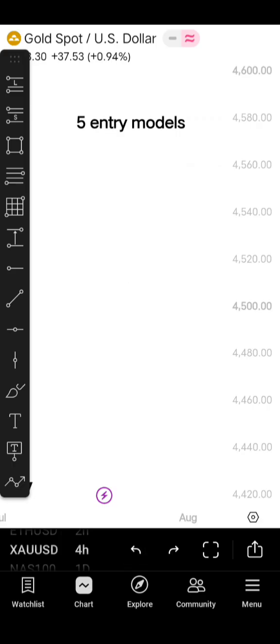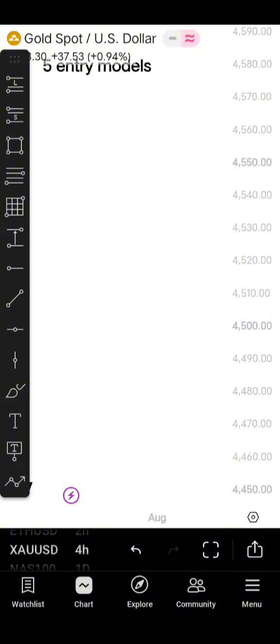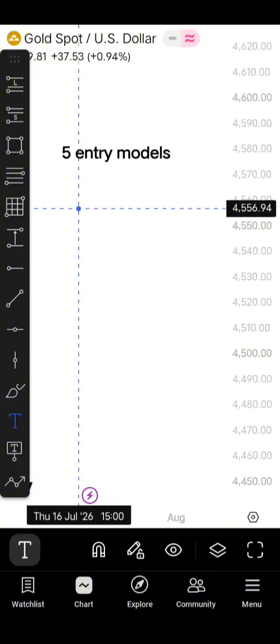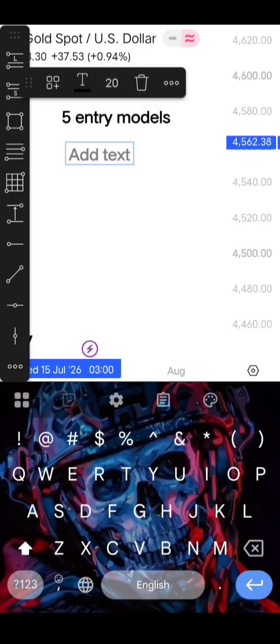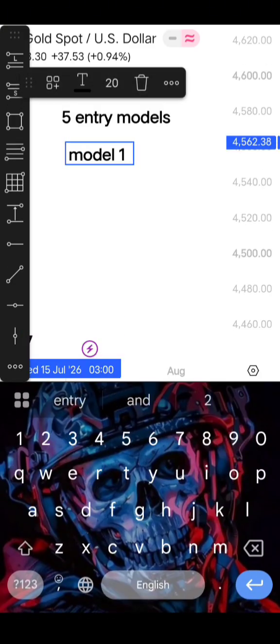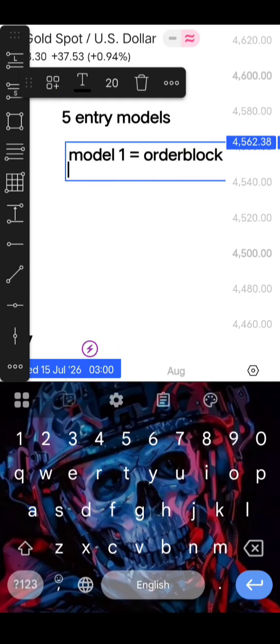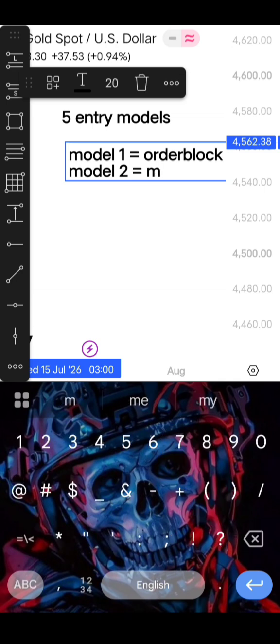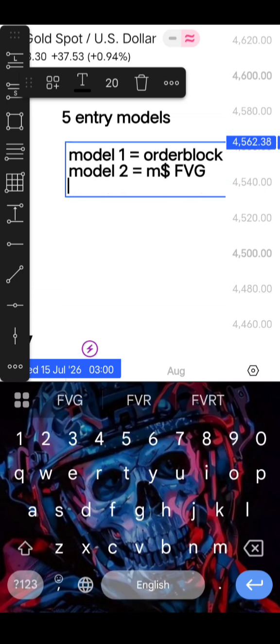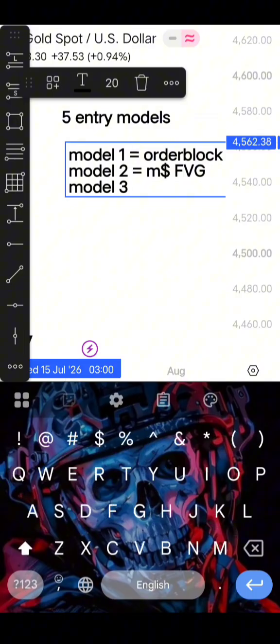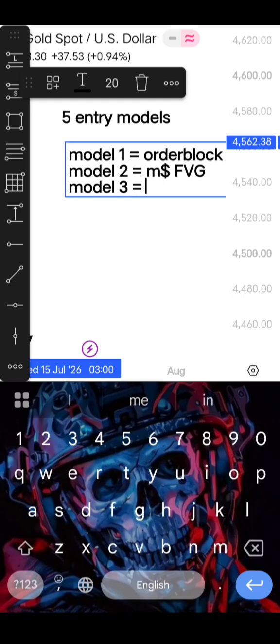The third one is not an entry model, but if you add it to these two entry models, your accuracy will boost too much. Let's talk about the first one: model 1, which is the order block, and model 2, which is FVG. And model 3 is not a model, but you can add it to your entry. If you add it to these two entry models, your accuracy will boost too much. It is IFVG.